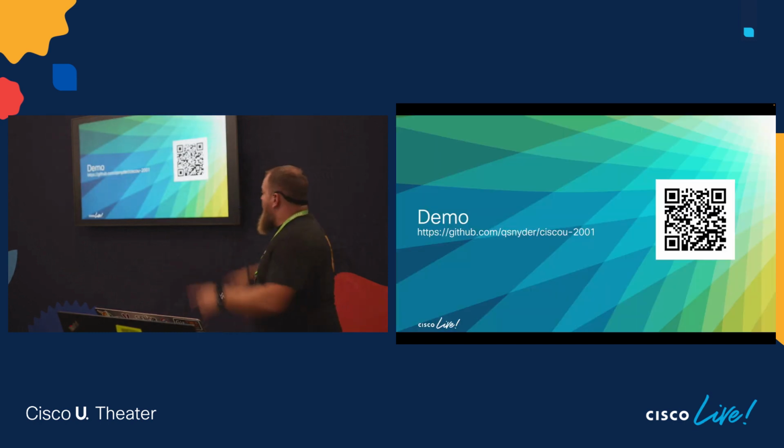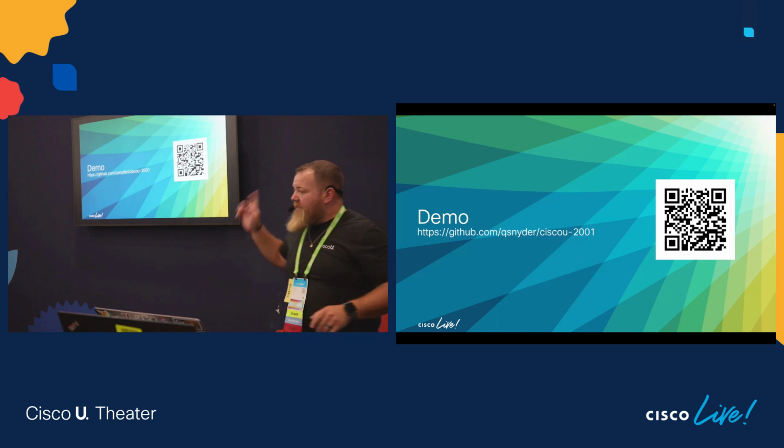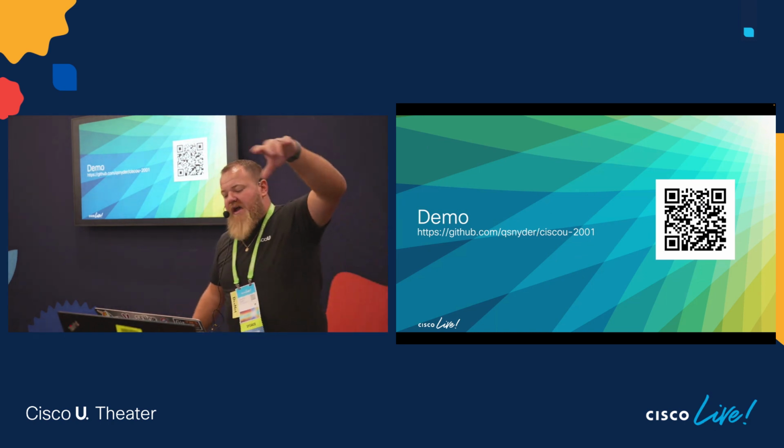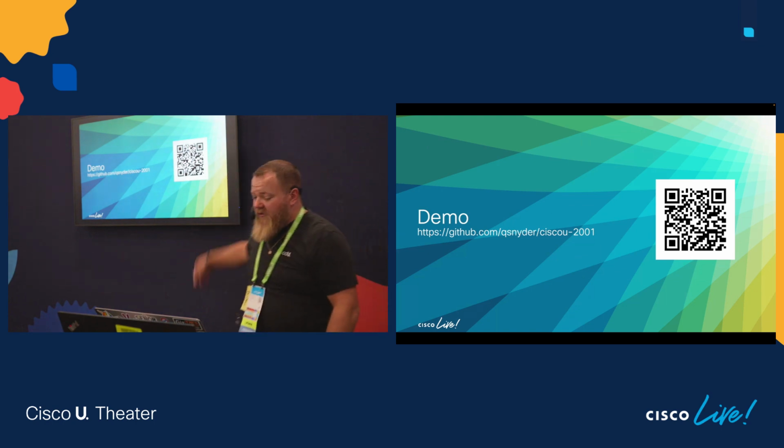So, my demo. This QR code will take you to my repository of really, really bad code. But if you want to save it, it's just QSnyder. If you go to my GitHub, QSnyder, and then CiscoU 2001, search for it, you can find it, but that QR code will take you there as well.